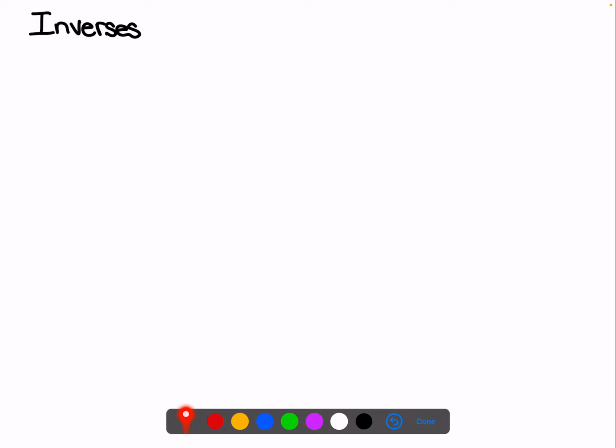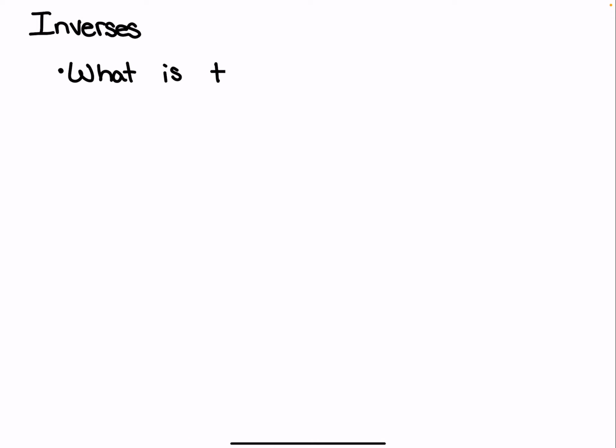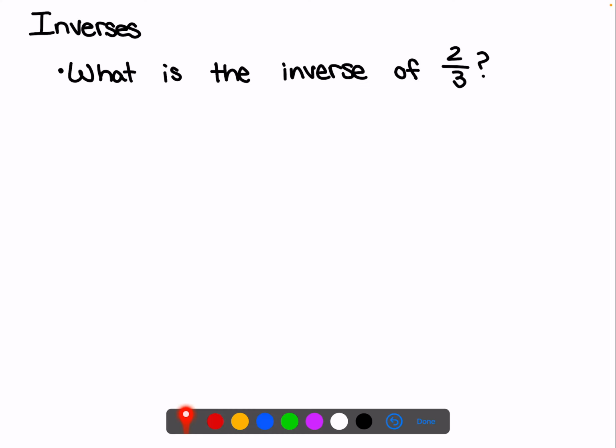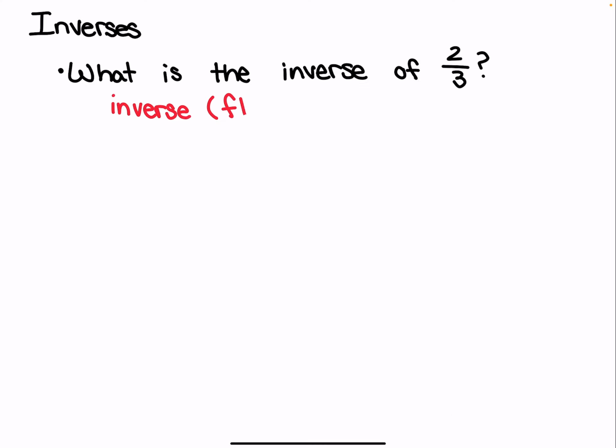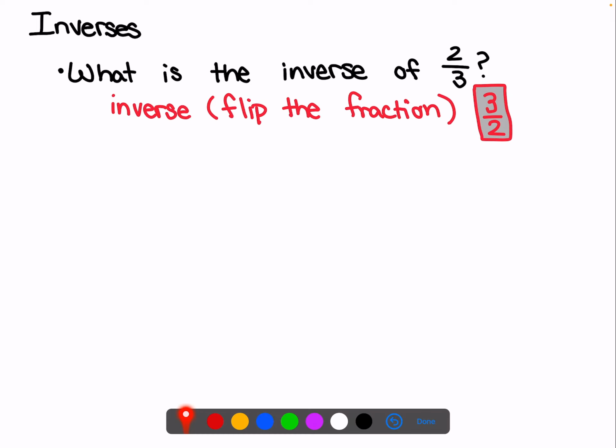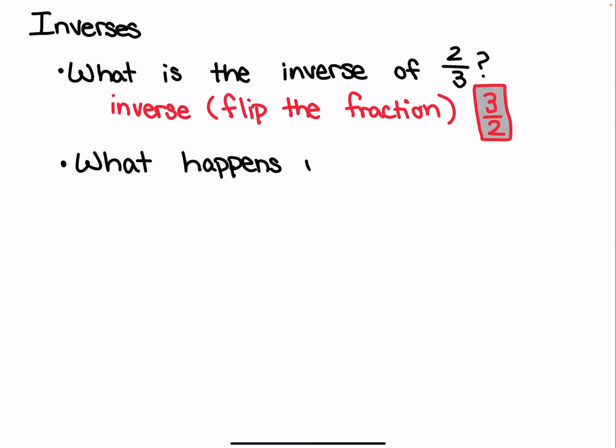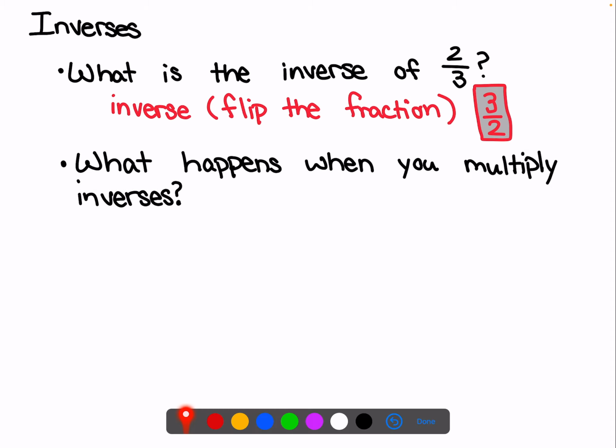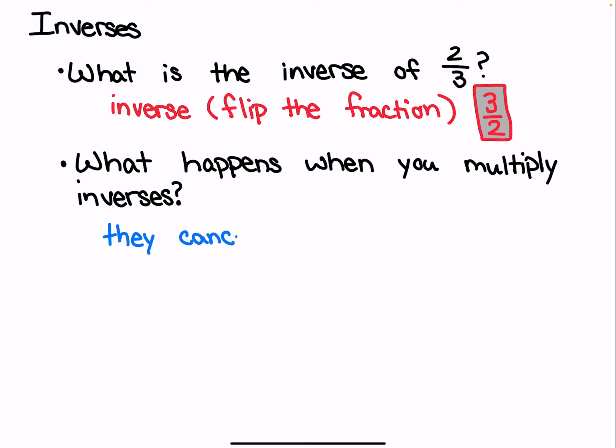So, inverses. What is the inverse of 2/3? Well, if it's an inverse, then we just flip the fraction over, and the inverse of 2/3 would be 3/2. What happens when you multiply inverses together? Well, when you multiply an inverse by its inverse, you end up with 1. They cancel each other out.